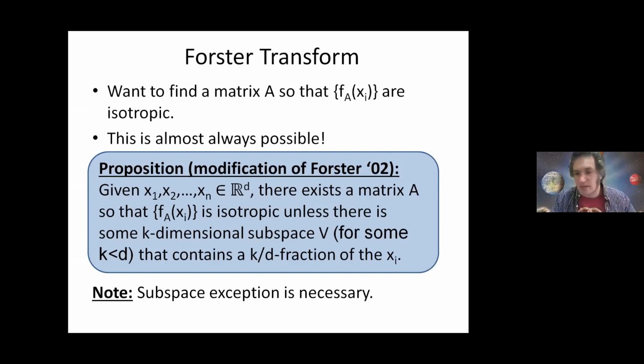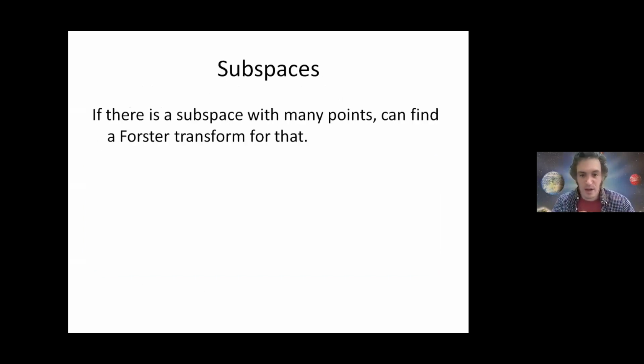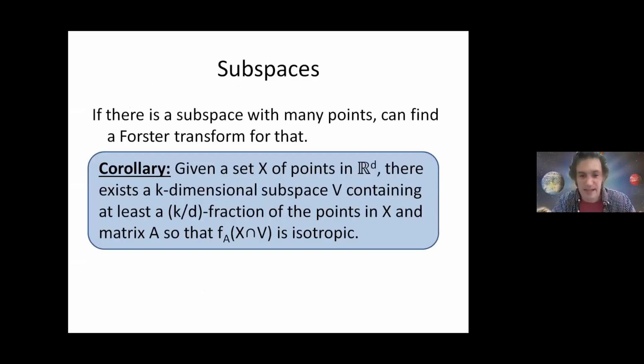However, you can show that this is really the only thing that can go wrong, the only thing that prevents you from finding one of these transforms. So we do need to deal with this exception. If there is a subspace with many, many points, we can restrict to that subspace and try to find a Forster transform of that subspace. And that we can do unless there's a subspace with, again, too many points. And we can just repeat this.